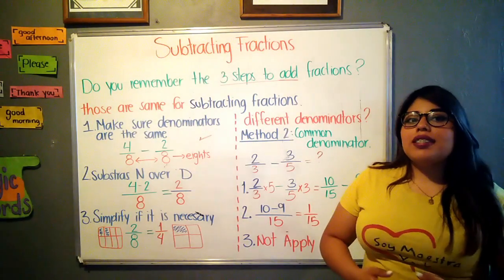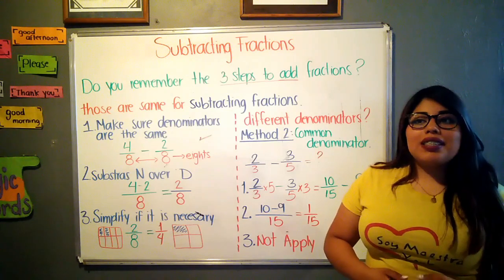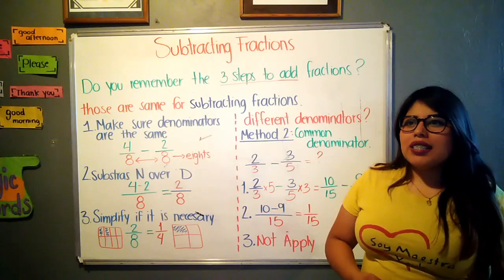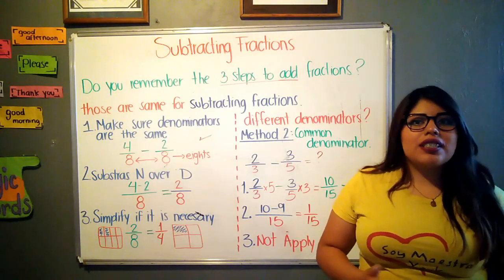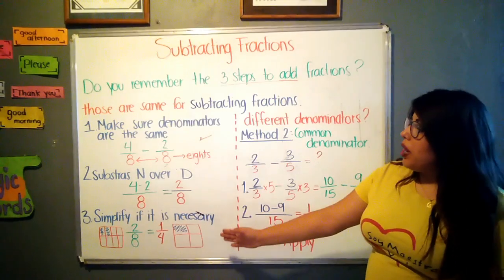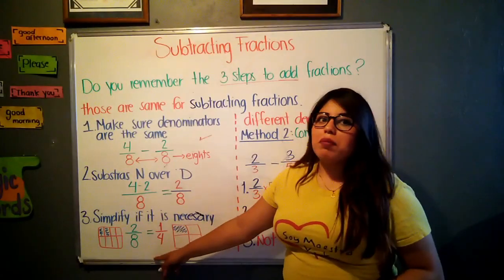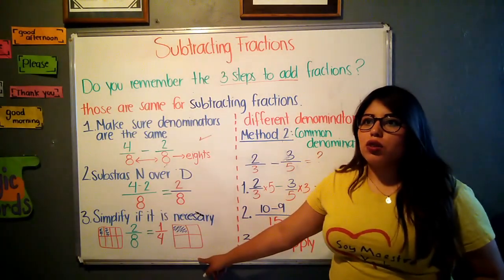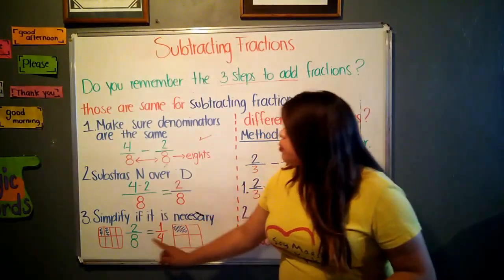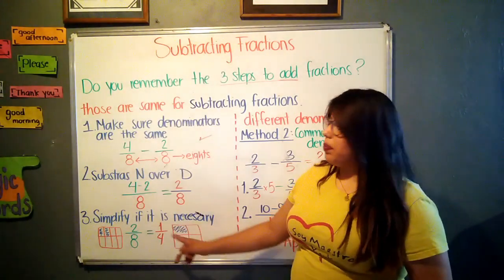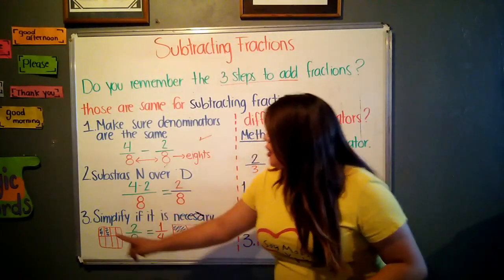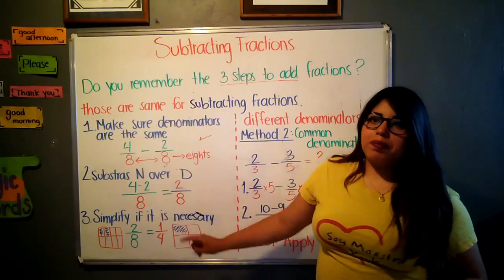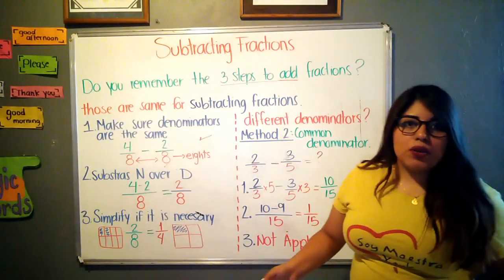And then the step number 3. Step number 3 is to simplify if it is necessary. For example here, 2 eighths can be simplified as 1/4. And here you have the description in shapes or drawings. This space is equal to this space. So it's super easy, right?